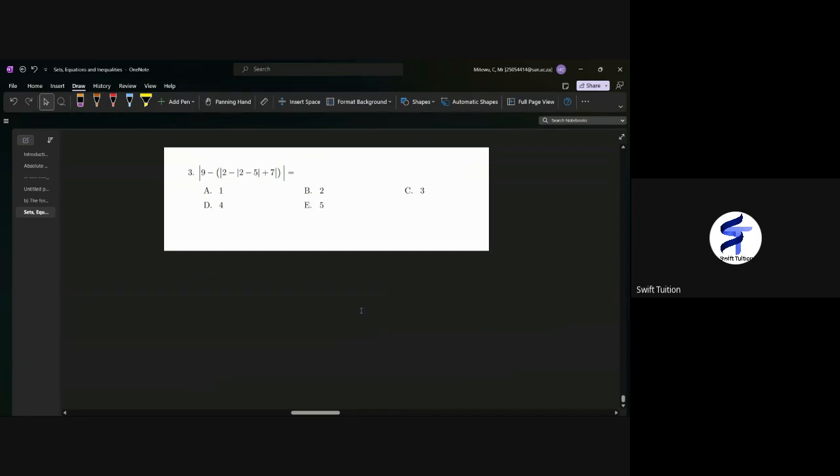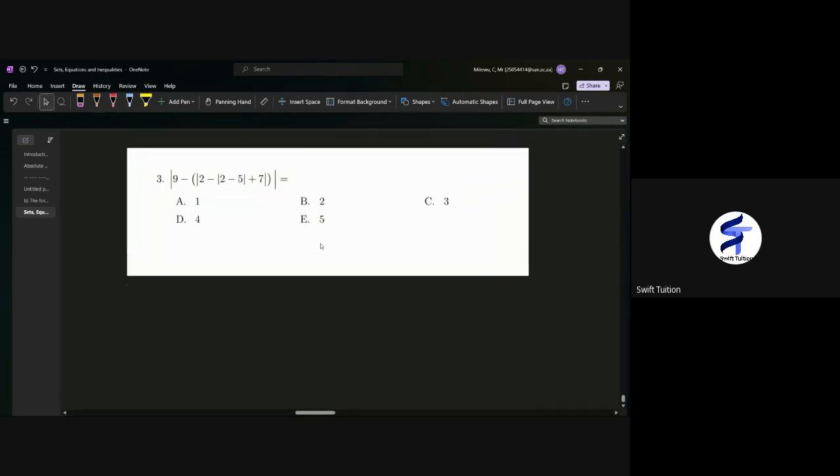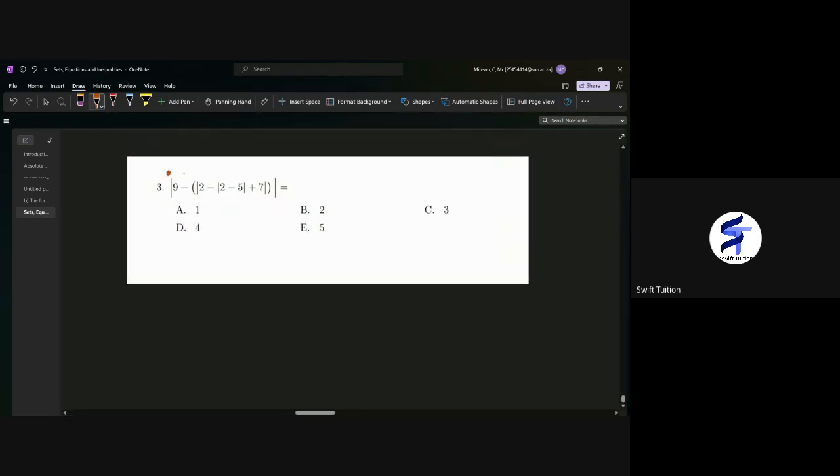All right, cool. So how do you answer this type of expression? We always start from the inside, always start from the innermost thing. As you can see, there's an outside absolute value over here, there's a bracket over here, then there's an absolute value over here. We're going to start in the middle. In the middle, we have 2 minus 5.